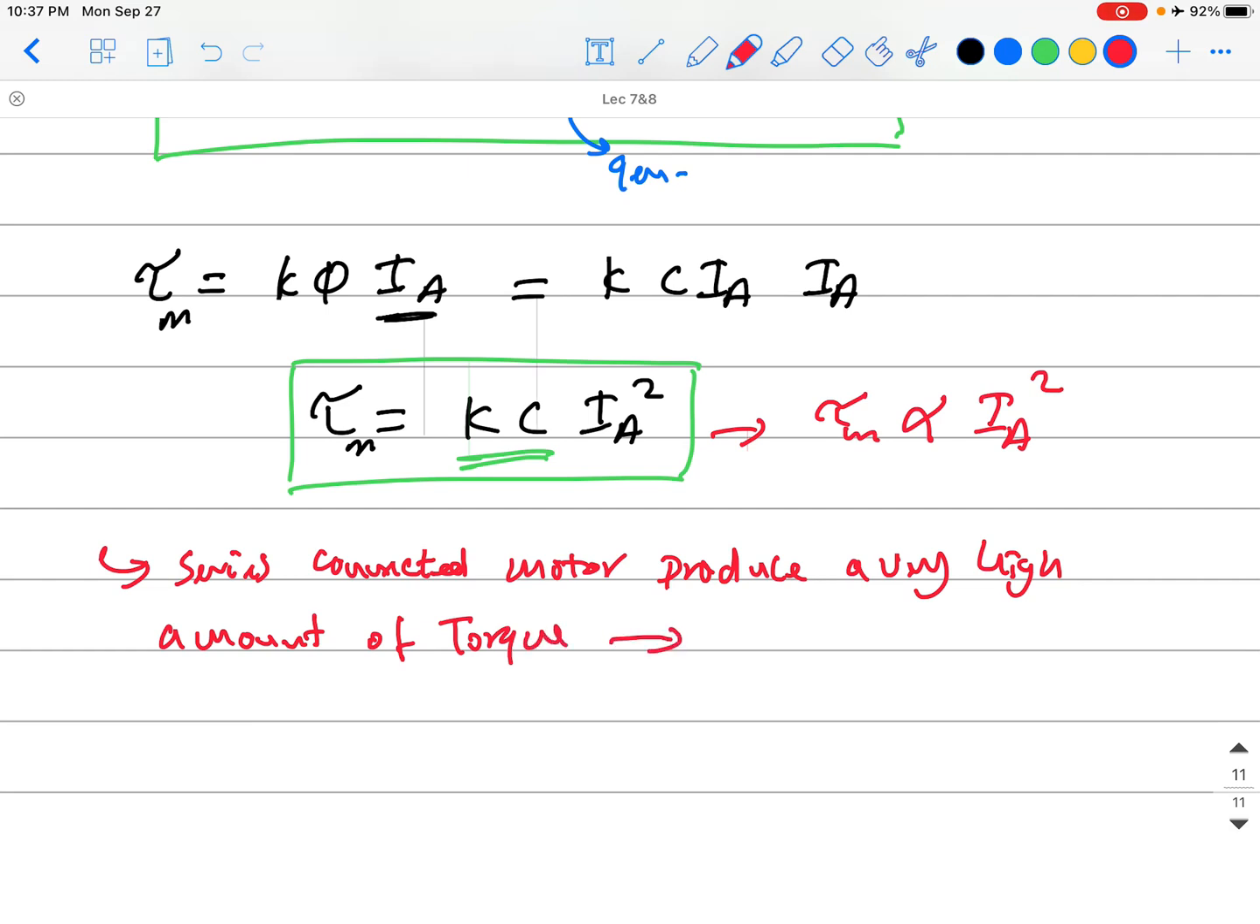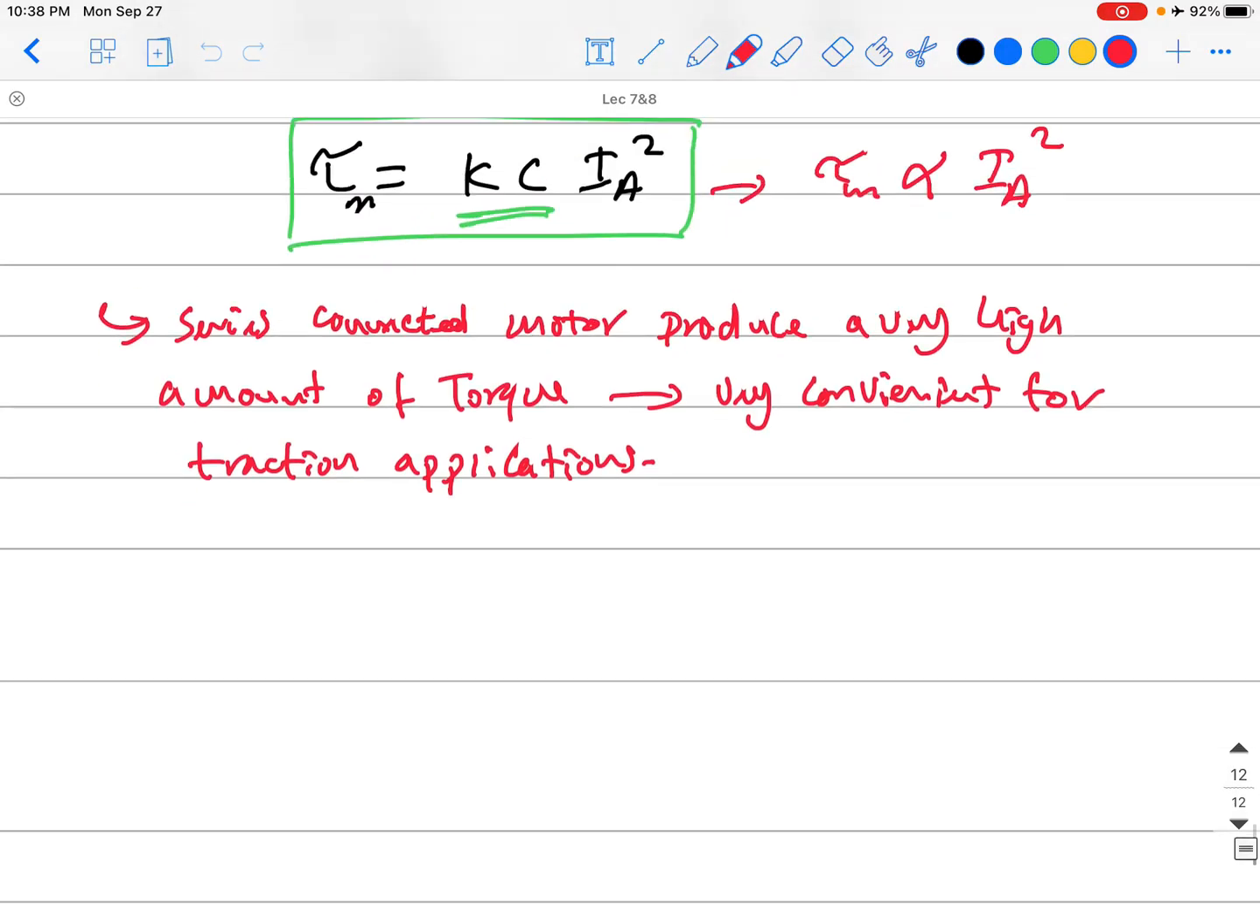That makes this kind of motor very convenient for traction applications. So traction applications means cars, trains, elevators, all that stuff, because those kinds of loads need a very high amount of torque. So the series connected motor is very, very preferred for these applications because it produces a very high amount of torque. It is proportional to the square of the current. Okay, so that is a very good kind of motor if you want a very high torque.